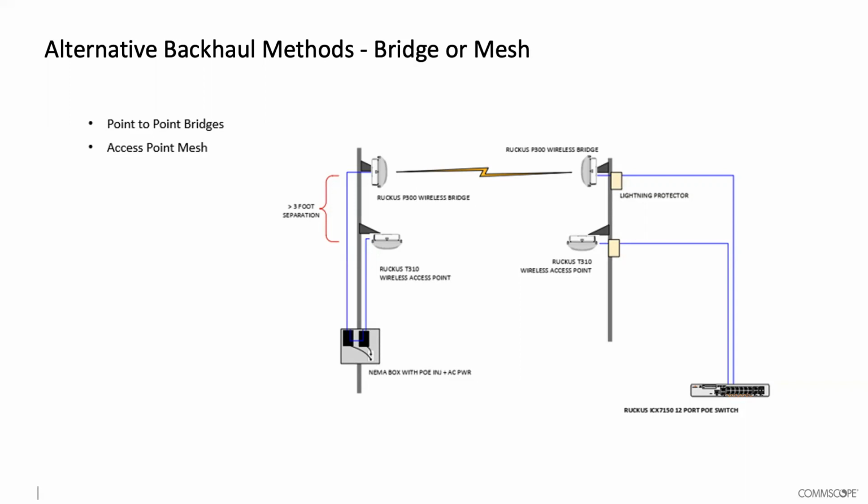So there are point-to-point bridges in the market. We have the Ruckus P300, which is pretty simple to deploy. There's no configuration. You can buy them as a pair. They're mated. You take them out of the box. There's an aiming button on it. You press the button. You point them at each other.